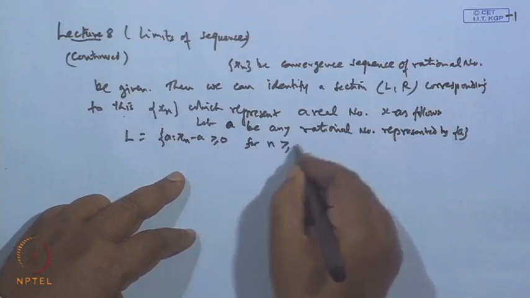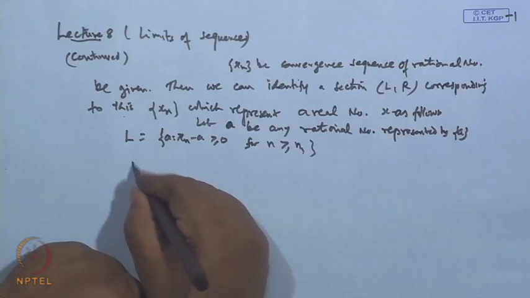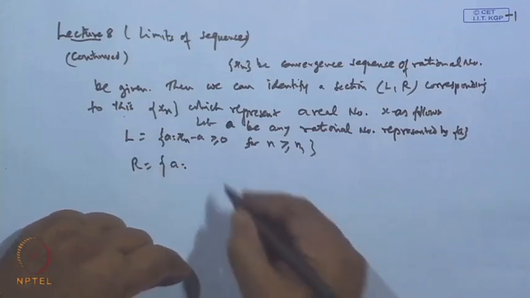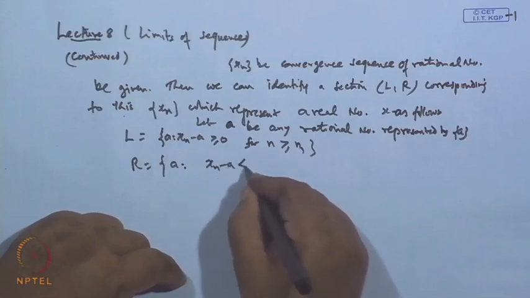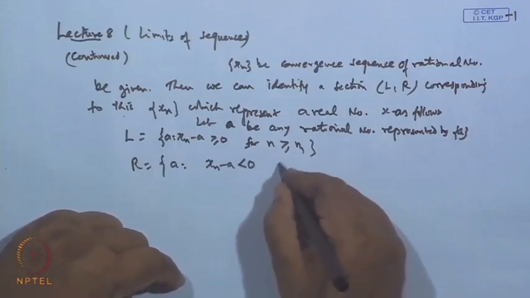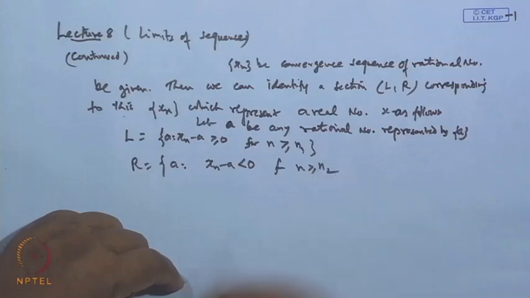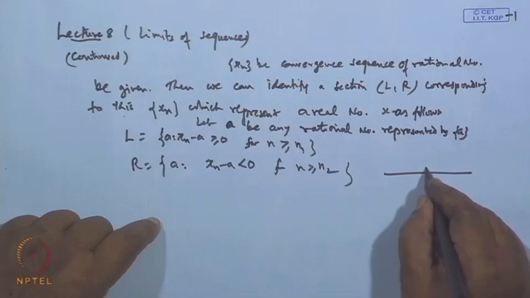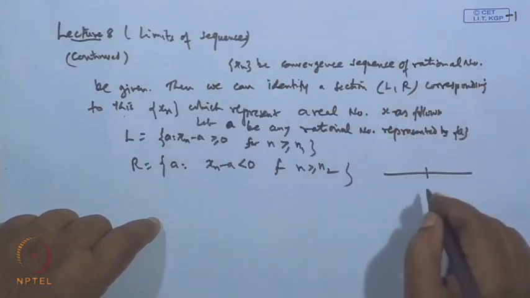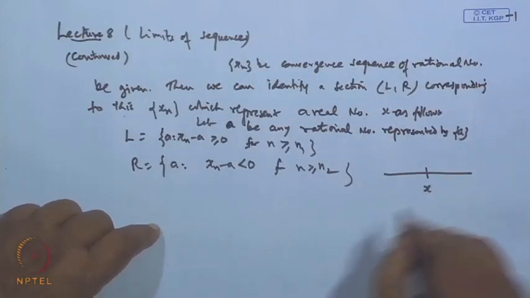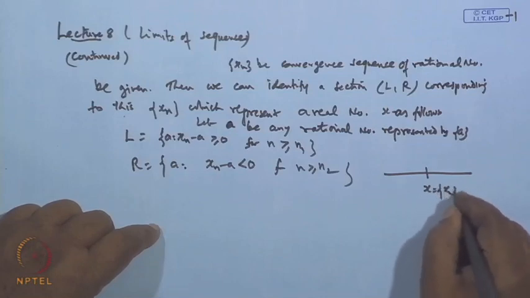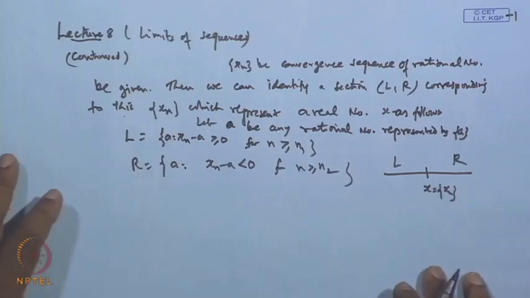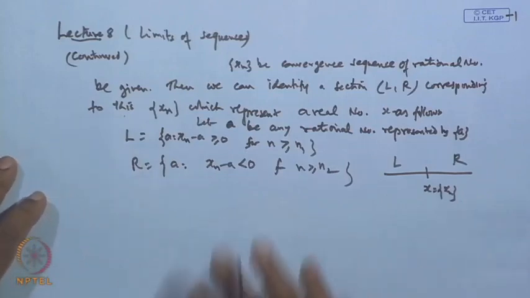for n greater than or equal to say n bar, and the upper class R is the set of those numbers for which x n minus a is negative from and after some n 2. Now, these two classes L and R decompose the entire sequence x n, and this gives the section L R. This we have discussed already.